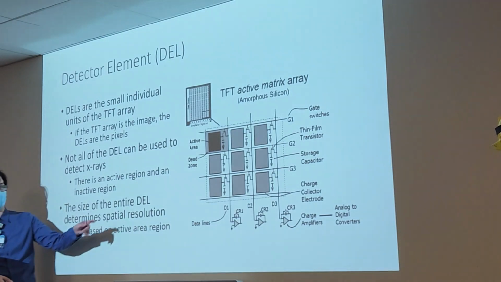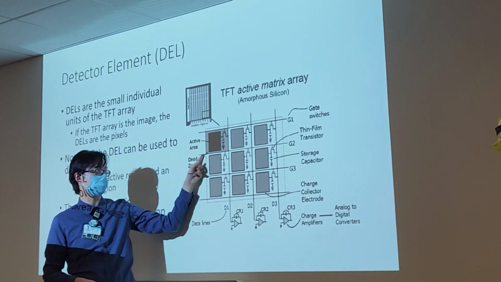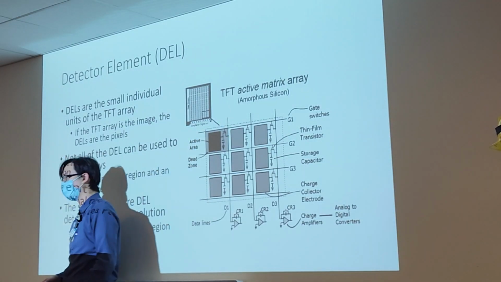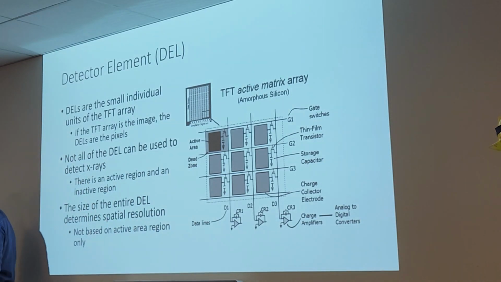The size of this DEL, the size of this entire square, active plus inactive, will determine your spatial resolution, because like I said earlier, this is basically your pixel. The smaller the DEL, the smaller your pixel, the better your spatial resolution. So it's nothing to do with active area versus inactive area here. It's all about the size of the whole thing.